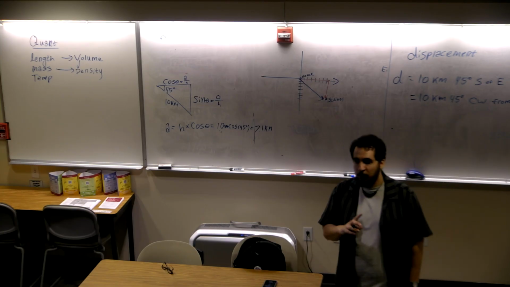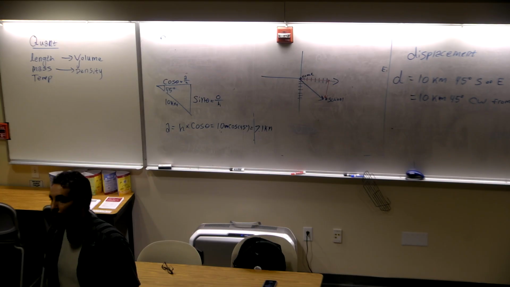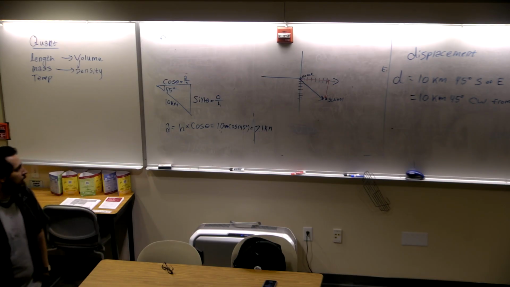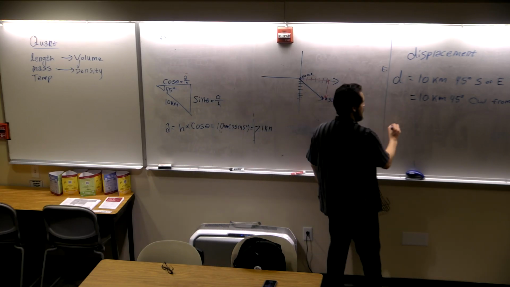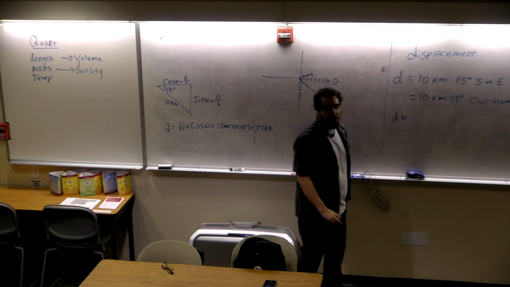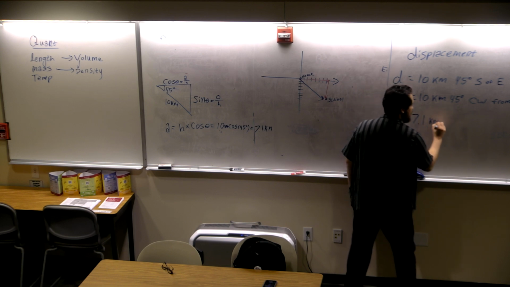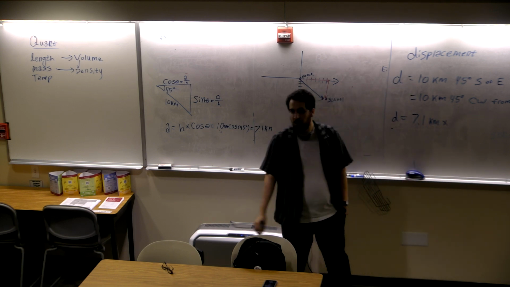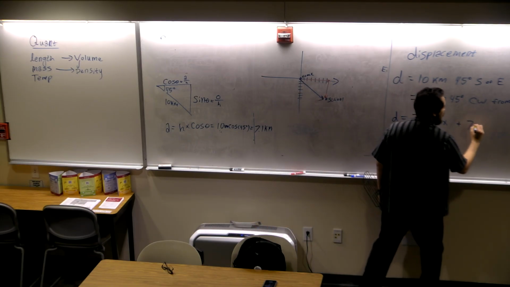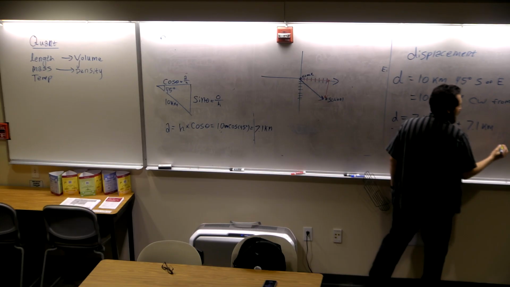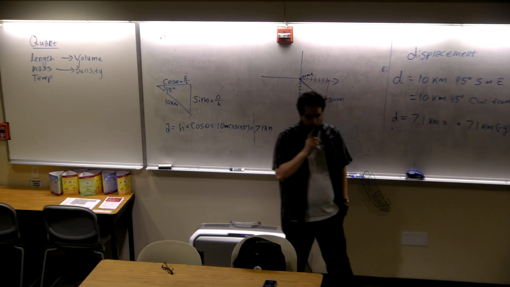Or we can equivalently say our displacement is represented as traveling 7.1 kilometers east and 7.1 kilometers south. So we can say our displacement can be rewritten as taking the path of 7.1 kilometers in the x direction and adding to that 7.1 kilometers in the specifically negative y direction.